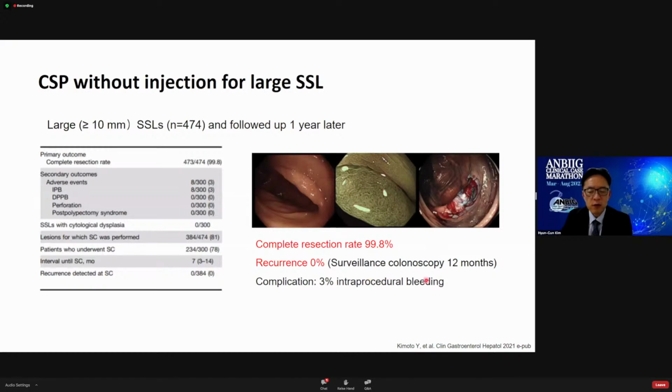Therefore, in removing large SSLs, the cold resection method, including cold EMR, has the advantage of being easy, safe, and having a low recurrence rate, showing the potential as a standard technique.